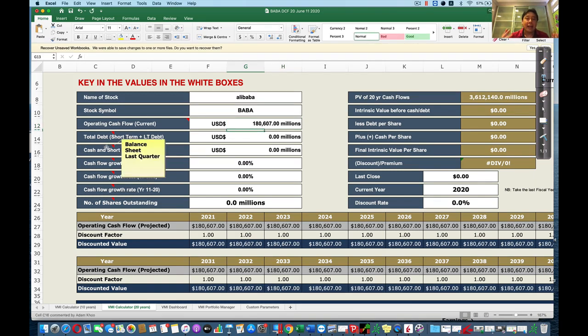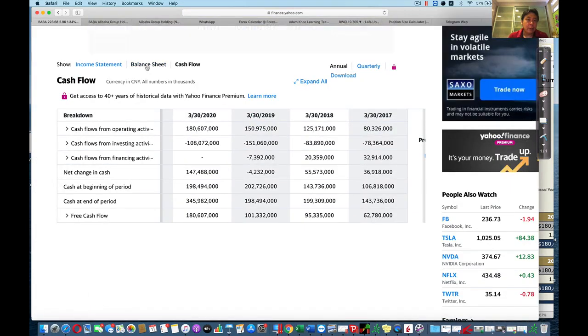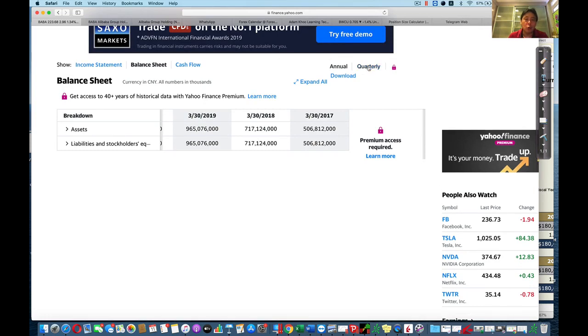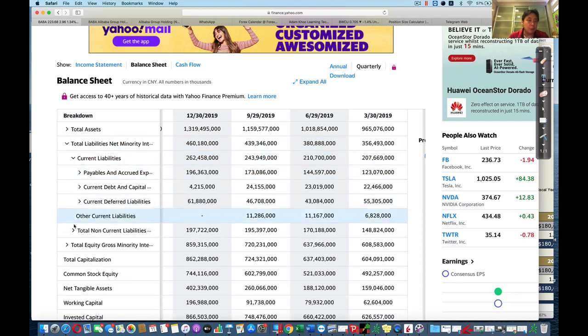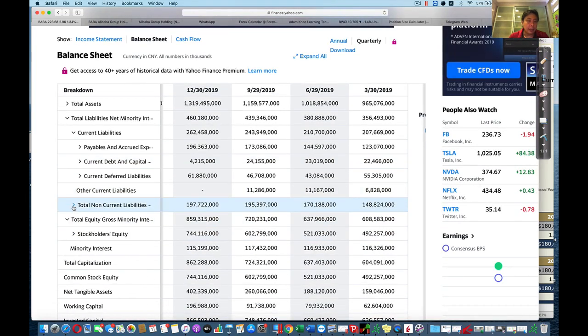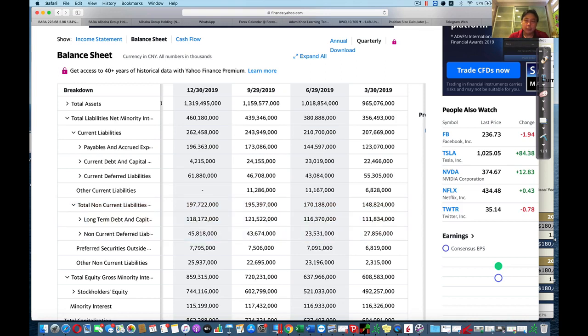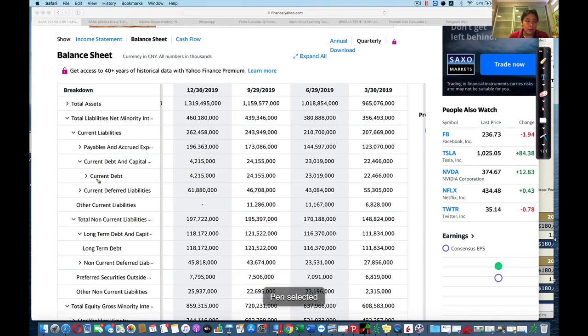Next, the total debt. What's the total debt? We go to balance sheet. And remember that for balance sheet, always choose quarterly. Okay? And open up liabilities. It's always under liabilities. Open this up. So current debt plus long-term debt. You could open this up more. Okay. So current debt, 4,215 million. Long-term debt, 118,172.